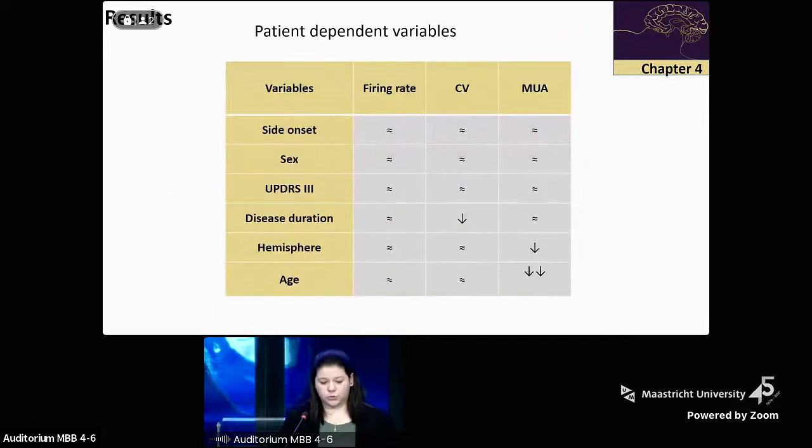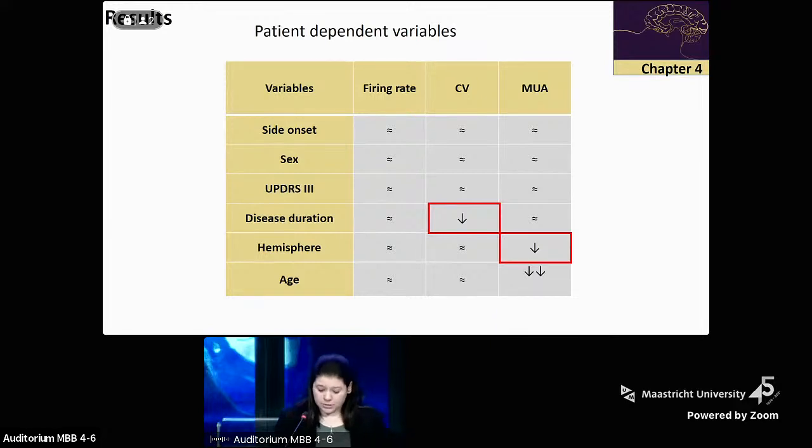We then moved to the patient's variables. You can also see them on the right. From the old, we found that disease duration decreases the coefficient of variation, so it makes it more regular. The hemisphere, whether right or left, decreases the multi-unit activity. And finally, age also decreases the multi-unit activity.